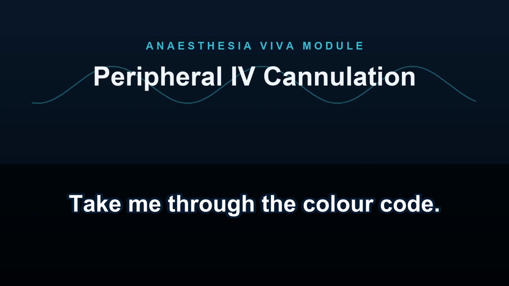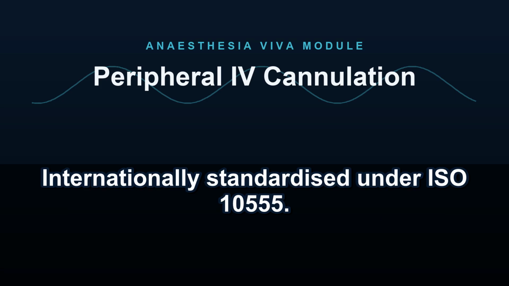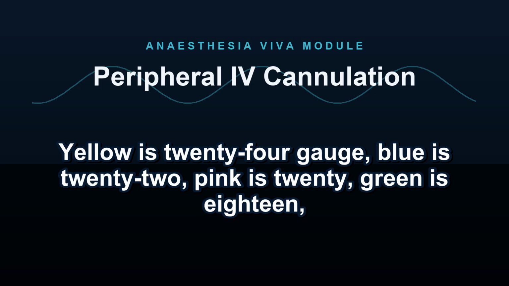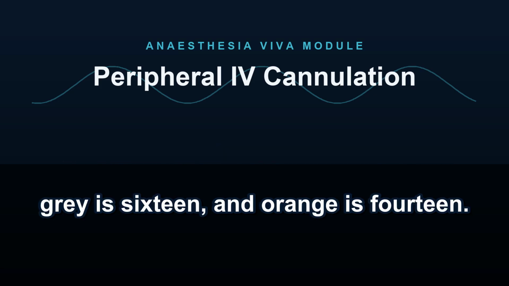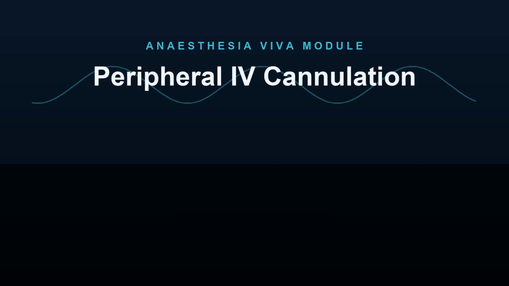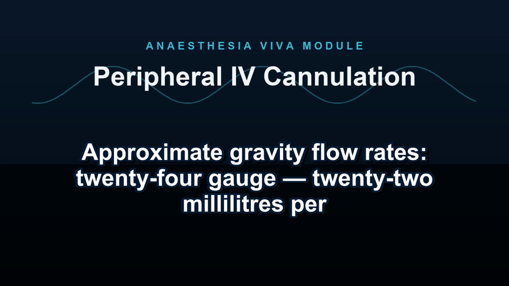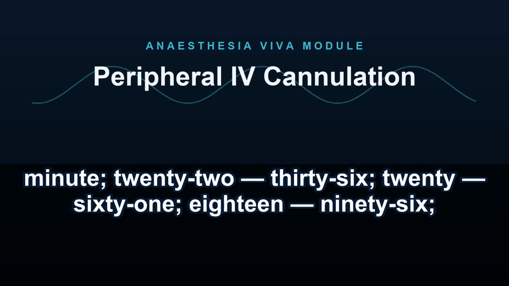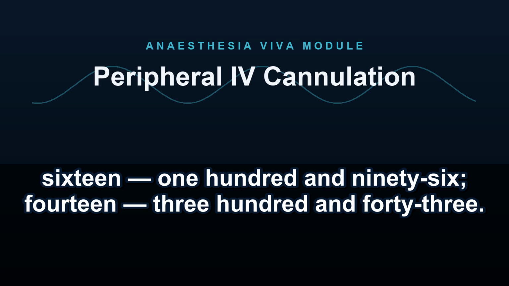Take me through the color code. Internationally standardized under ISO 10555. Yellow is 24 gauge, blue is 22, pink is 20, green is 18, grey is 16 and orange is 14. Approximate gravity flow rates: 24 gauge 22 milliliters per minute, 22 36, 20 61, 18 96, 16 196, 14 343.